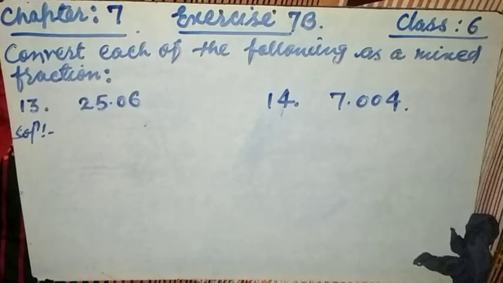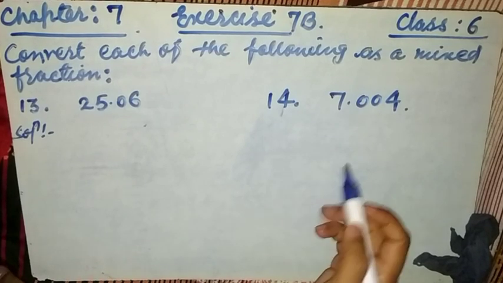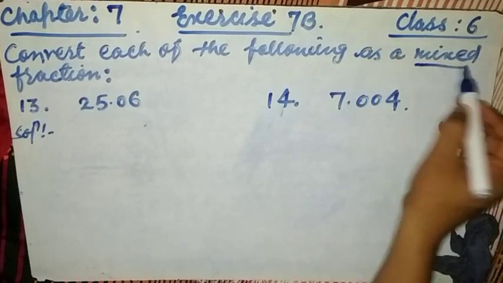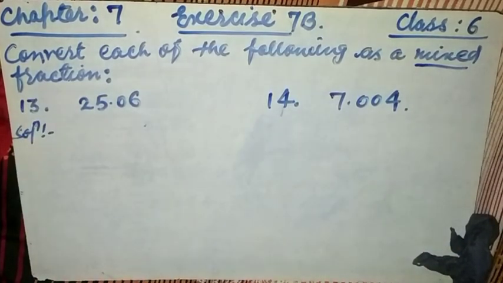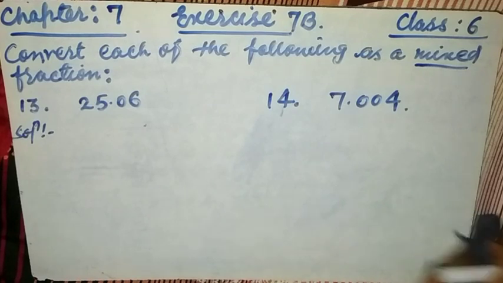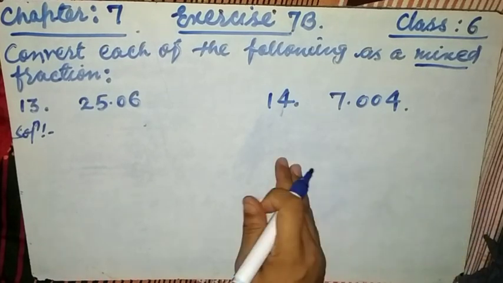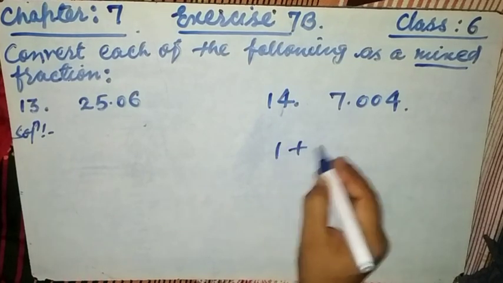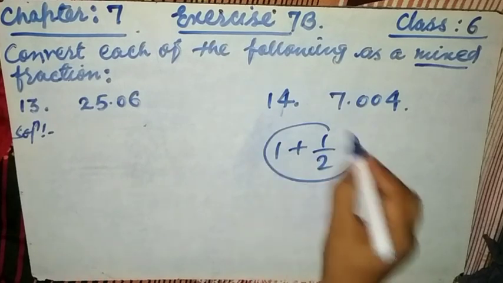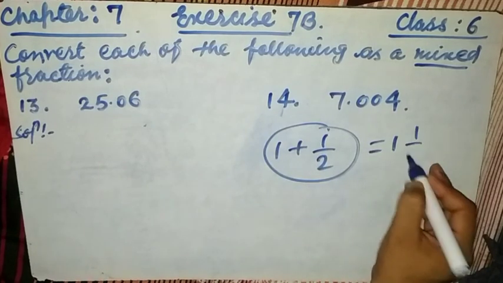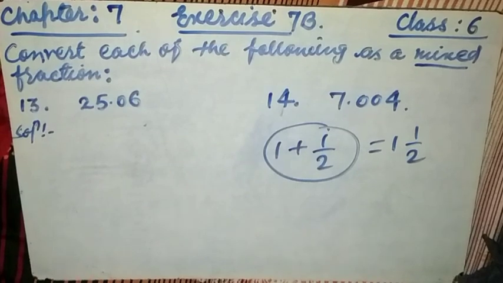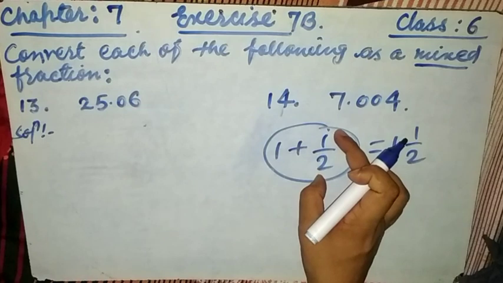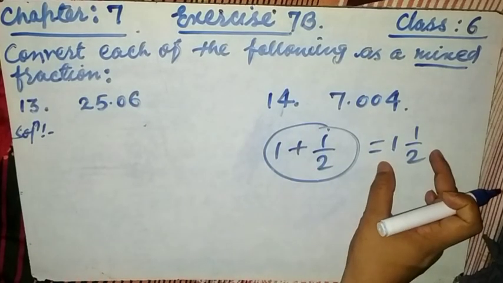Now see friends, next question. Convert each of the following as a mixed fraction. And you know, friends, about the mixed fraction. A mixed fraction is nothing but the sum of a natural number and a proper fraction, like 1 plus 1 by 2. This could be written as 1 and 1 by 2. This is a mixed fraction. If you combine all this, it becomes the mixed fraction 1 1 by 2.